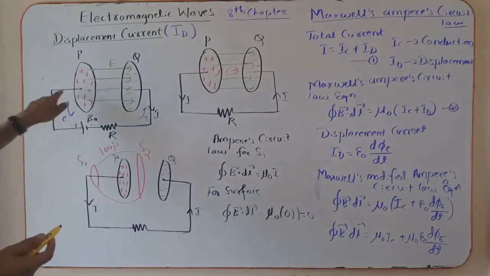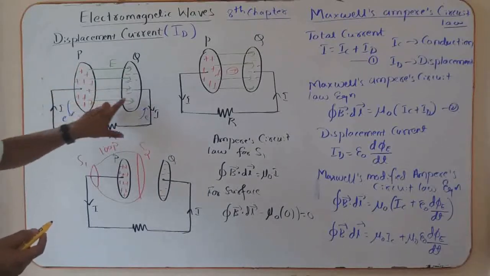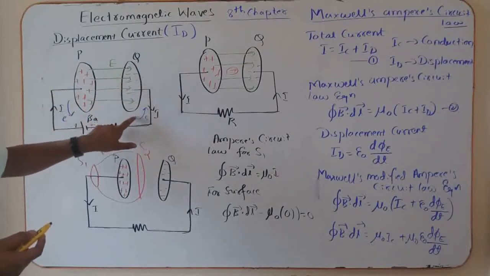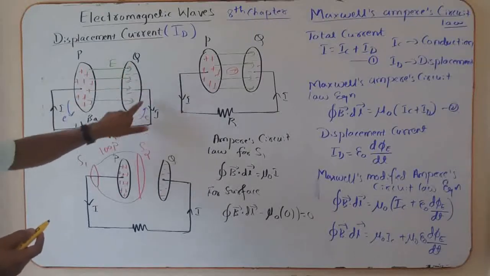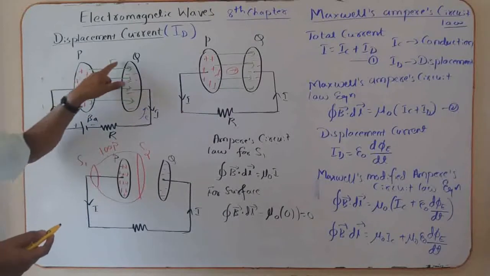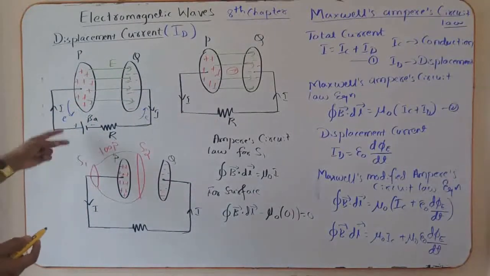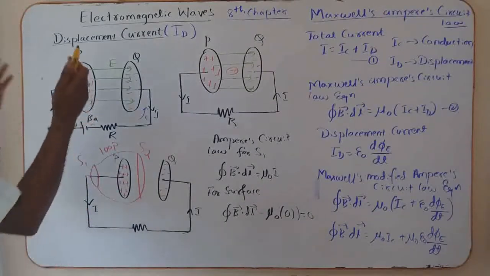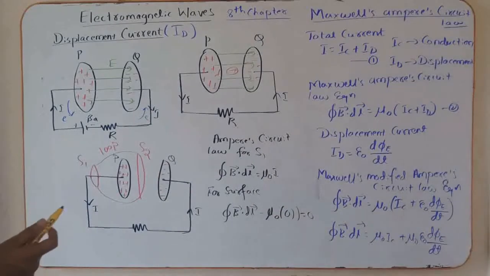The plate that loses electrons becomes positively charged, and electrons are collected on plate Q, so plate Q is negatively charged. There is an electric field existing between the two plates of the capacitor. After a certain time the flow of electrons stops, which means the capacitor is fully charged.